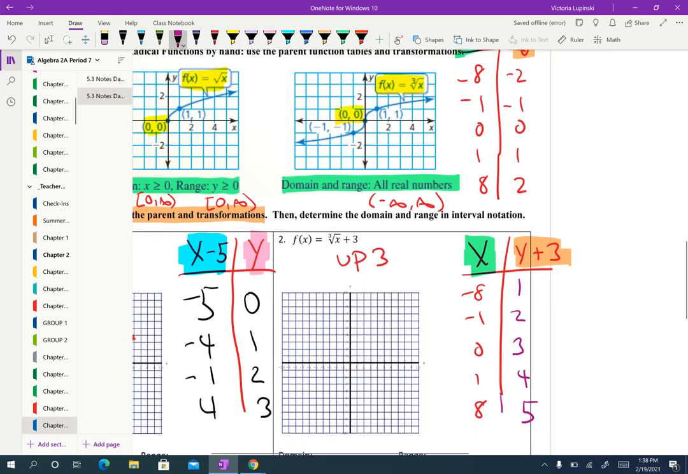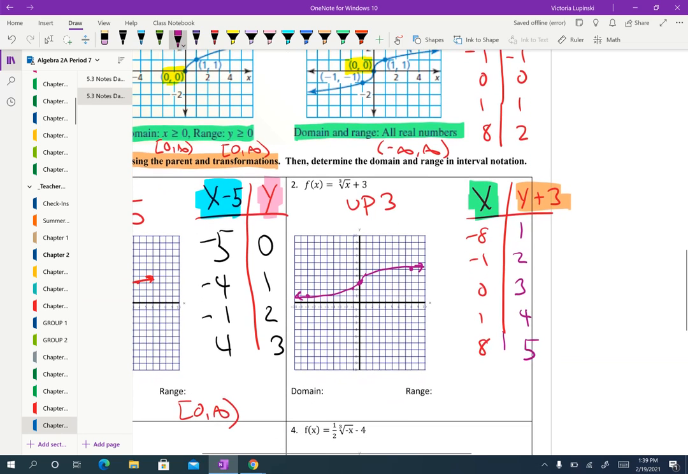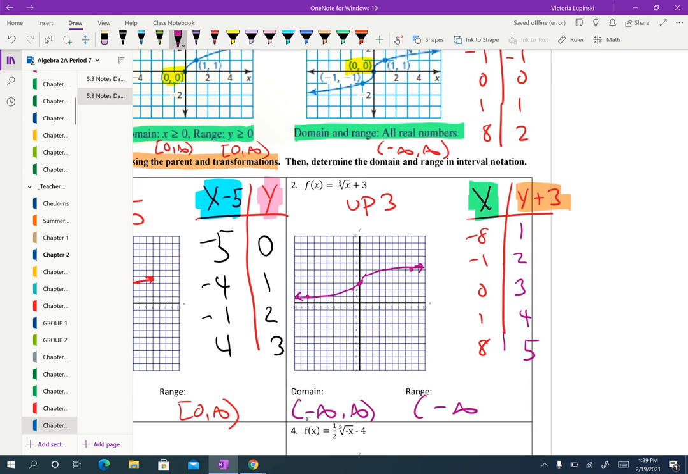Go ahead and graph those ordered pairs. So negative 8, 1, negative 1, 2, 0, 3, 1, 4, and 8, 5. Go ahead and connect the dots. Again, you should still have your 2 pieces, one that scoops up and to the right and one that scoops down and to the left. Remember that 0, 0 point moved to be 0, 3. So just like expected, the entire graph did move up 3. And again, for domain and range, these should be your favorite types of questions because they're always going to be all real numbers, at least when it comes to the cubic.